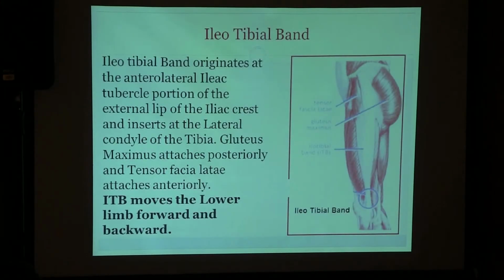Iliotibial band. You should mention the iliotibial band. The iliotibial band originates from the anterolateral iliac tubercle portion of the external lip of the iliac crest and inserts into the lateral condyle of the tibia. Gluteus maximus attaches posteriorly and tensor fascia lata attaches anteriorly. In moving forward, tensor fascia lata uses the same iliotibial band to move forward, and gluteus maximus uses the same band to move backward.